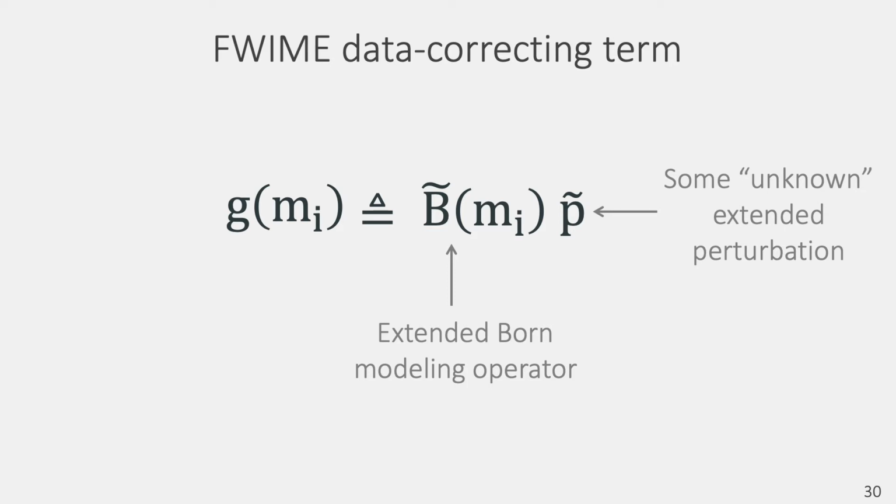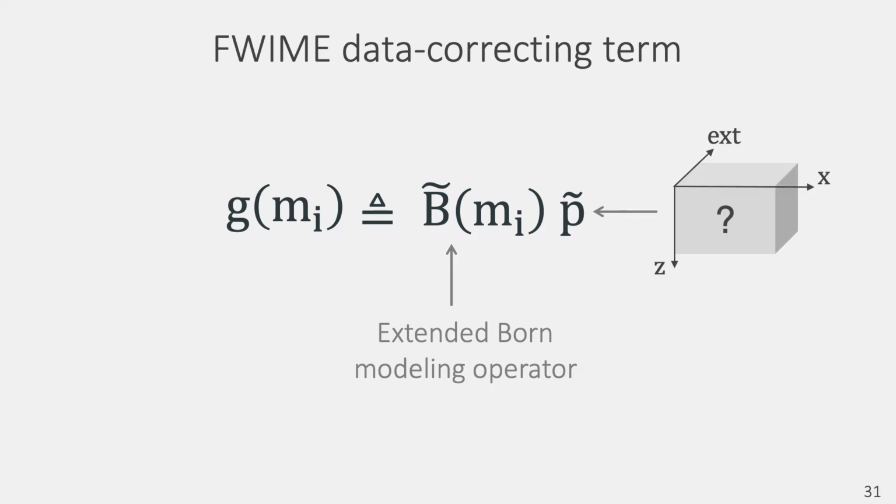Here, notice two things. First, g depends nonlinearly on the velocity model m_i via the operator B tilde. However, g of m_i depends linearly on the extended perturbation p tilde. And since we're going to consider a 2D world throughout this presentation, p tilde will be represented as a three-dimensional hypercube shown here on the slide.